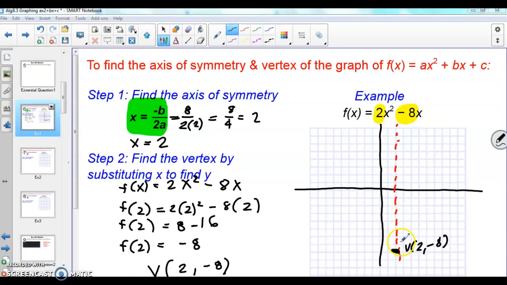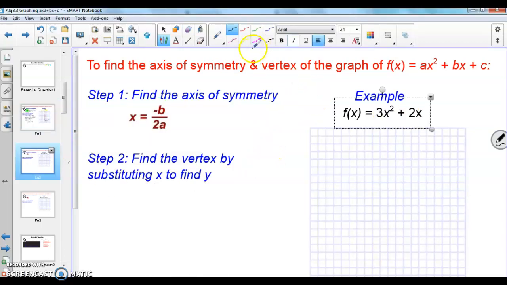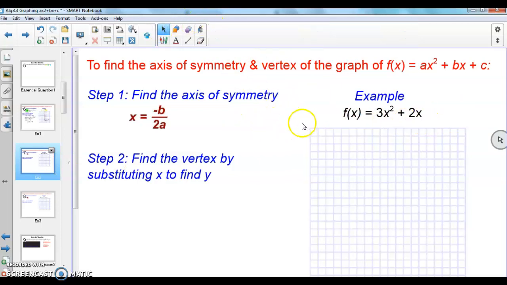So we're going to leave this example as is for now. I'm not going to complete the graph yet because I want to show you 2 more examples on how to find the vertex. In this example, we're given f of x is equal to 3x squared plus 2x. And again, just like what we did previously, we're going to find the axis of symmetry. And then after, we're going to substitute what we get into the function to find the vertex.